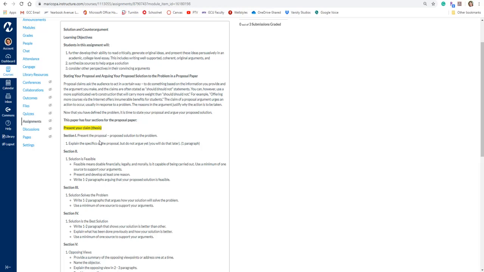The purpose of this paper is to build your paper into mini paragraphs that you'll be able to utilize in your final paper. So please don't try to make this more than it needs to be, but do put forth the effort to make sure that you're creating a clear and concise argument in support of your thesis statement.